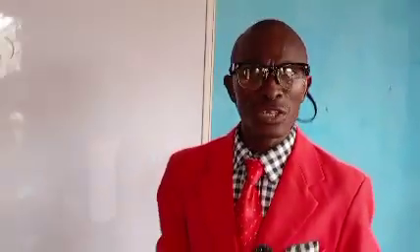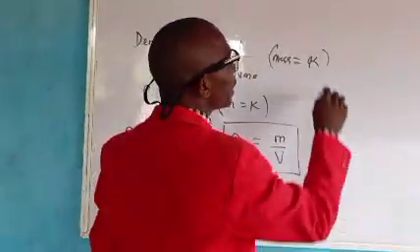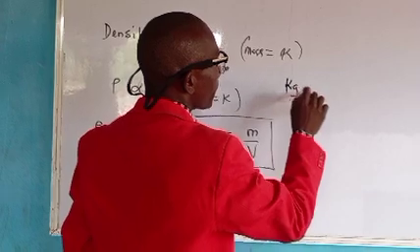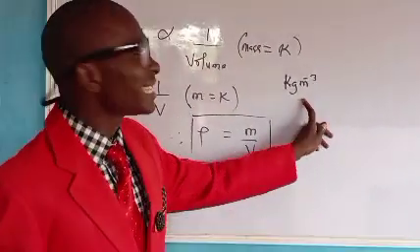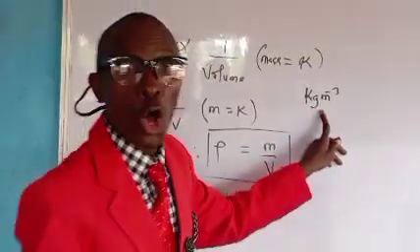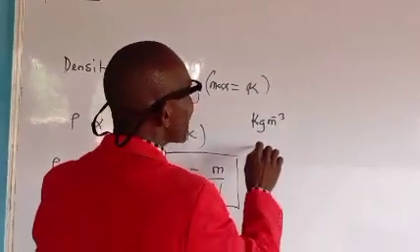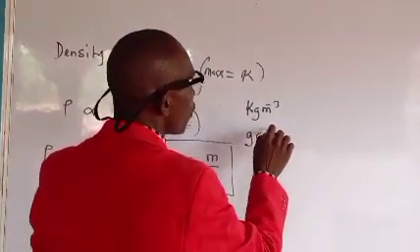And now, we talk about the SI unit of density. What is the SI unit of density? Listen. The SI unit of density is kilogram per meter cube. This kilogram per meter cube. Or sometimes, we can still take it as gram per cm cube.